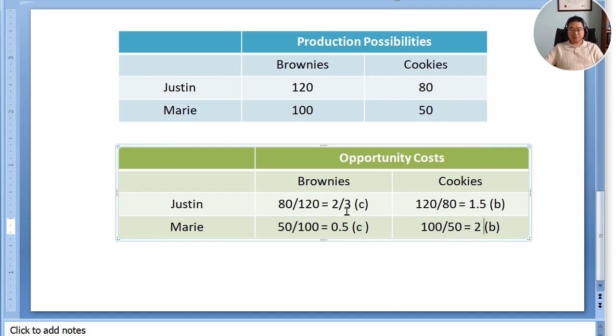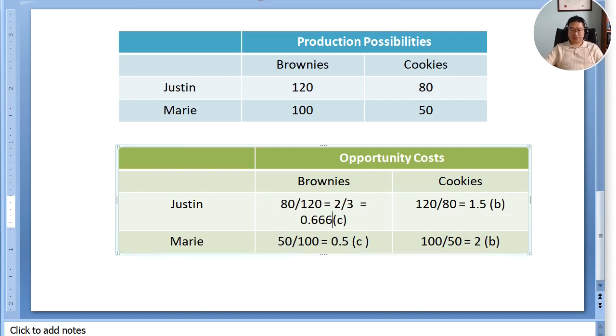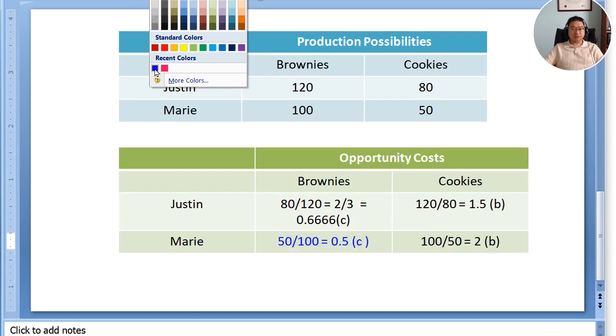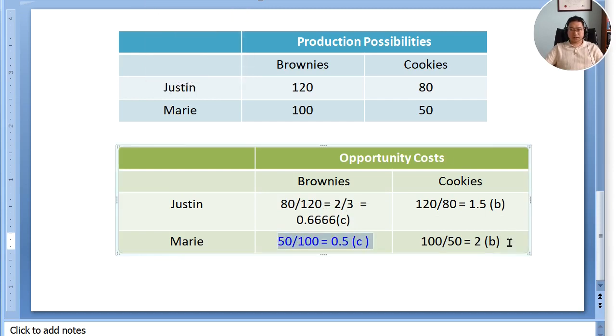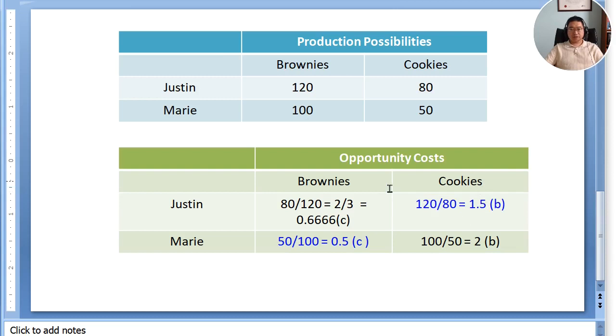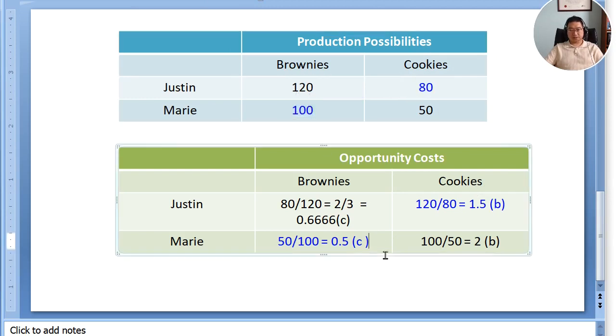Now, which one is the lower opportunity cost? Let me give you this number. This one is 0.6666, or yeah, that's about that number. So this one is the lower number, still highlighted with blue. And Justin has lower opportunity cost, fewer brownies to give up for each cookie produced, right? So what do we know? Justin should produce the cookies, and then Marie should produce the brownies, right?